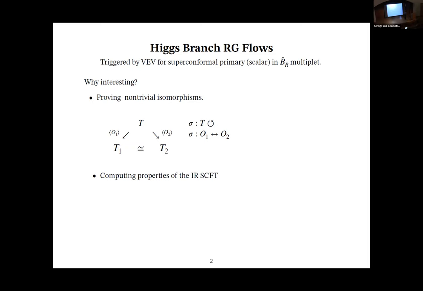Another application of this sort of thing is to computing properties of the infrared SCFT, which sometimes are easier to compute in the ultraviolet. Now, maybe you're lucky and you can argue that they're renormalization group invariant, and therefore if I can compute them in the UV, I know what they are in the infrared. Or maybe, slightly more non-trivially, they change under RG flow, but change in some way that's actually computable. And so again, if you can compute them in the ultraviolet, and if you can compute how they change, then you know what they are in the infrared theory.